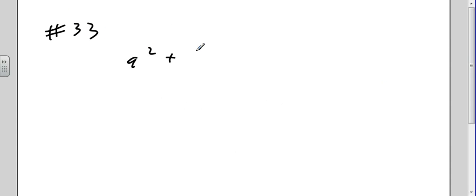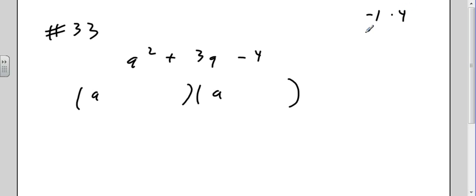A squared plus 3a minus 4. And that's going to factor. In order to have an a squared, we have to have an a on the front end. Now, to get a minus 4, I could go minus 1 times 4, or I could go minus 2 times 2, or I could go minus 4 times 1, or I could go the opposite way.